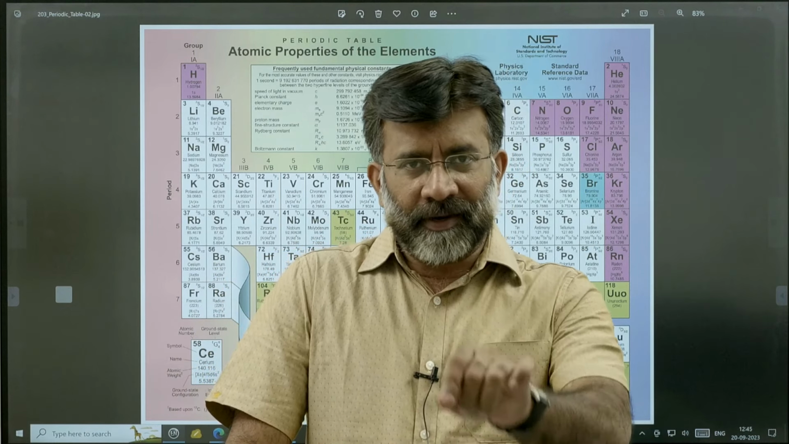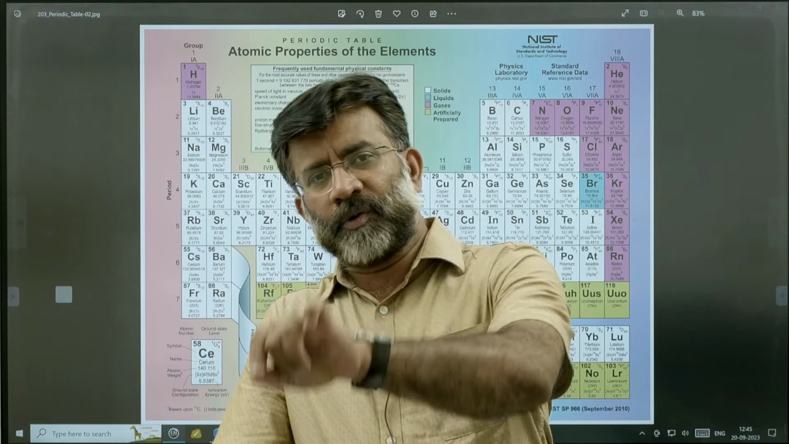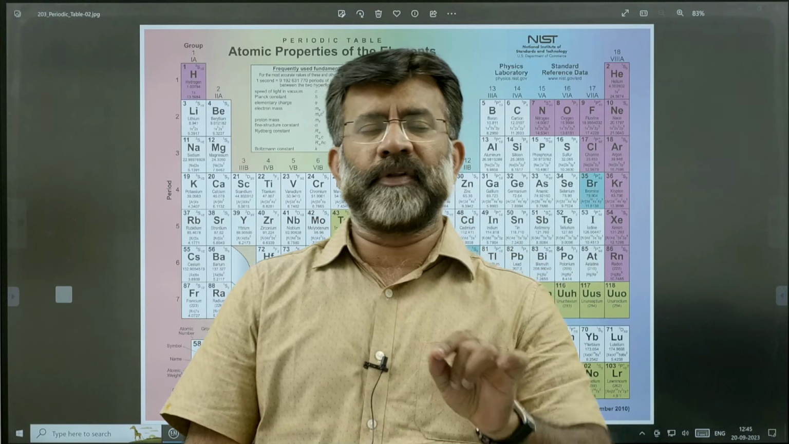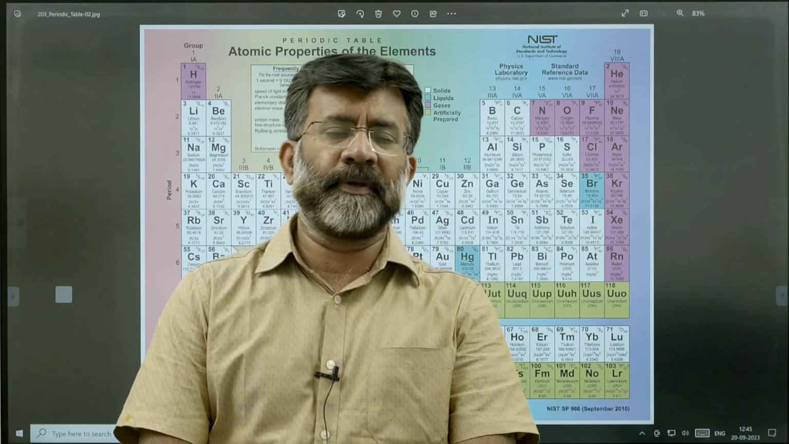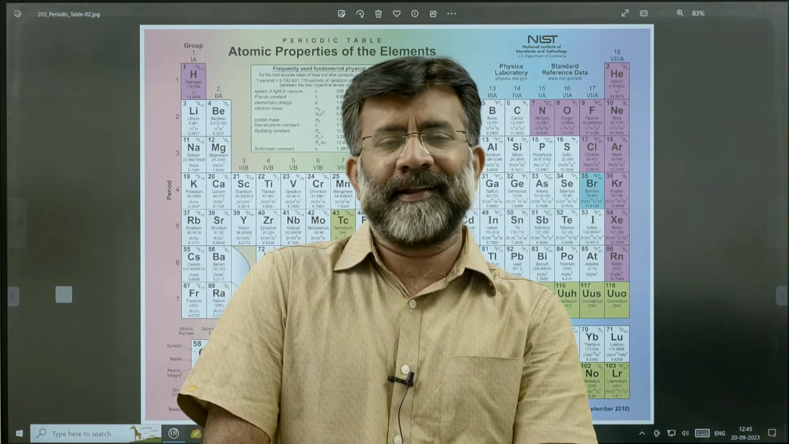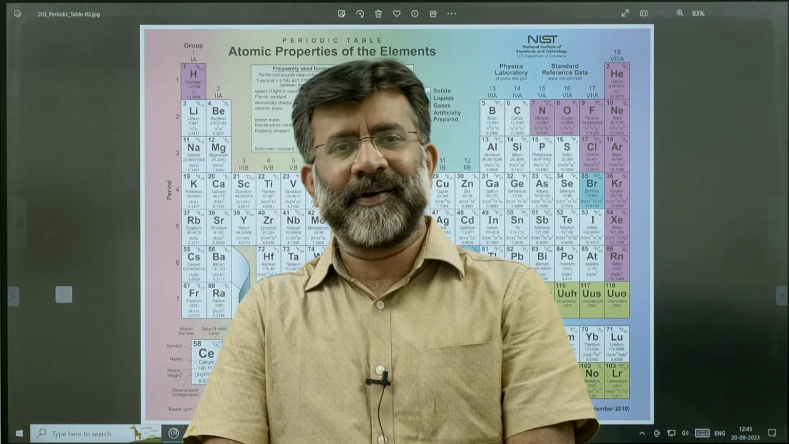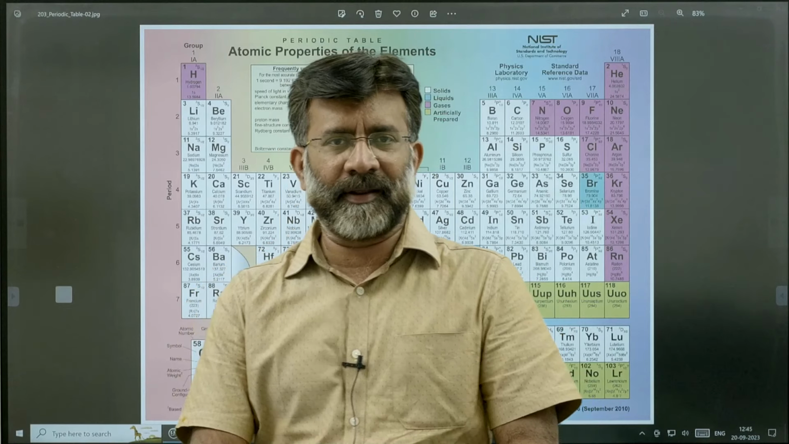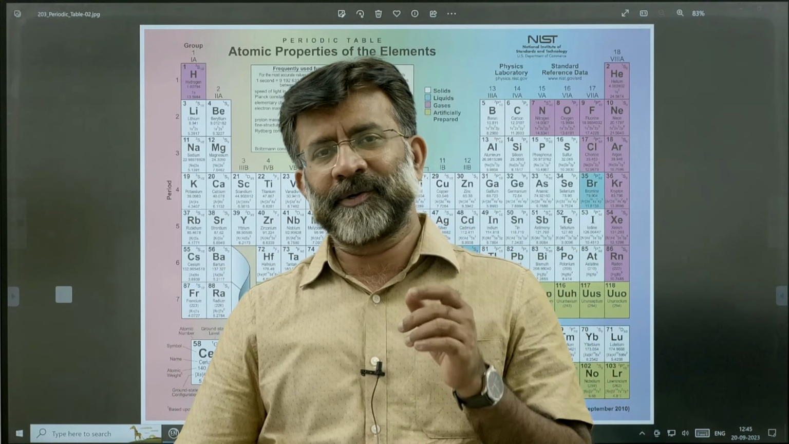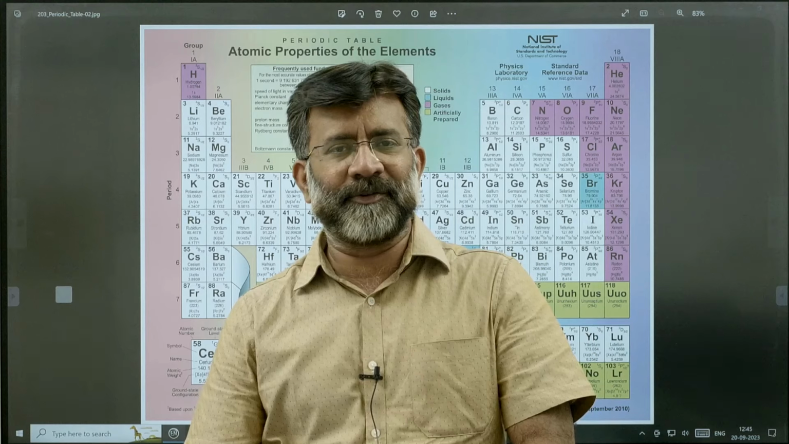So after lanthanum, we come to hafnium. Between lanthanum and hafnium, 14 elements experience contraction, and that contraction is called the lanthanoid contraction. Why is there a contraction? Due to an increase in effective nuclear charge.